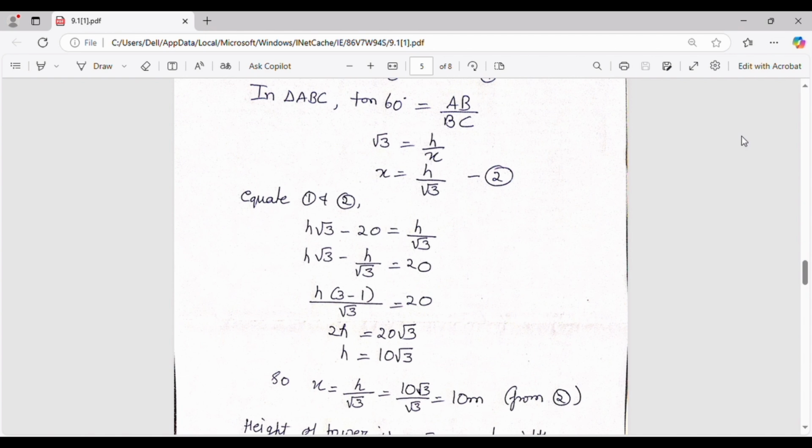Then we will take triangle ABC. In this, tan 60 is AB upon BC. Root 3 is equal to h upon x. So x is h upon root 3. This is our second equation.